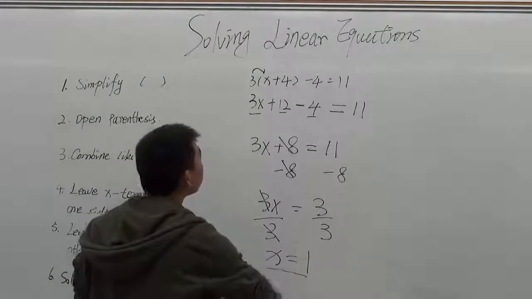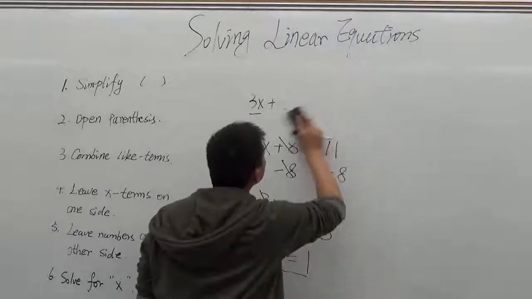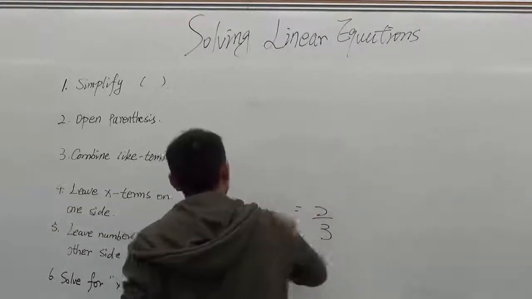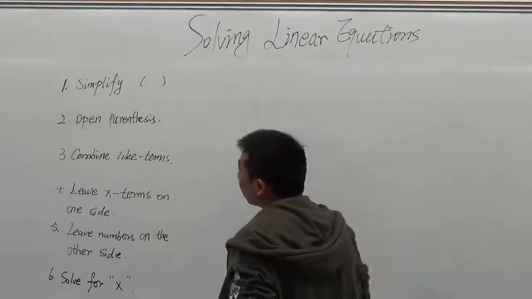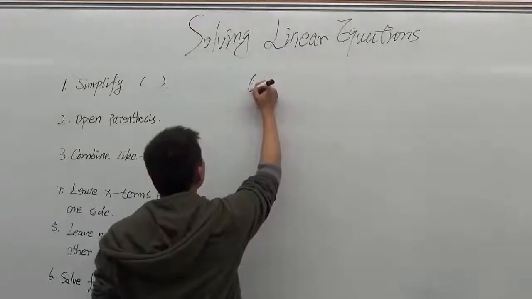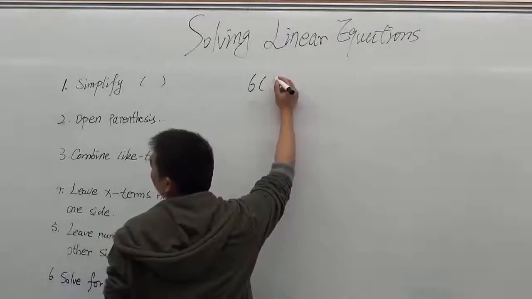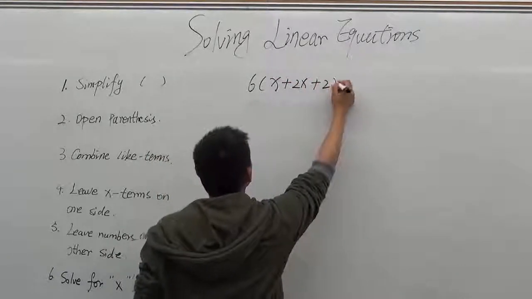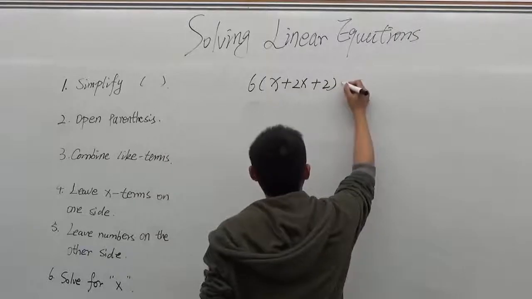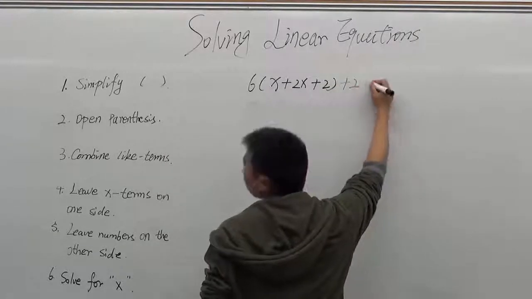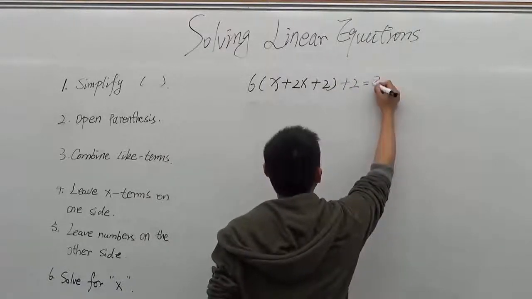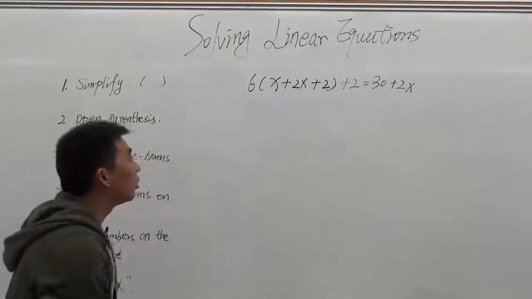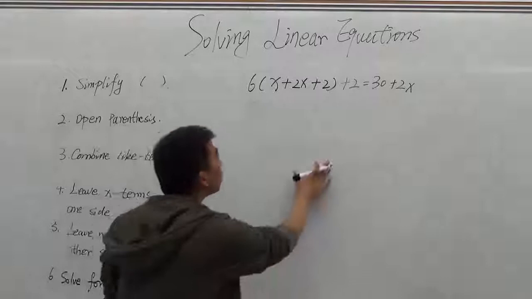Here we can look at different ones. The second example we're going to look at is 6 times (x plus 2x plus 2), then plus 2 again, equals 30 plus 2x. This equation is kind of long.